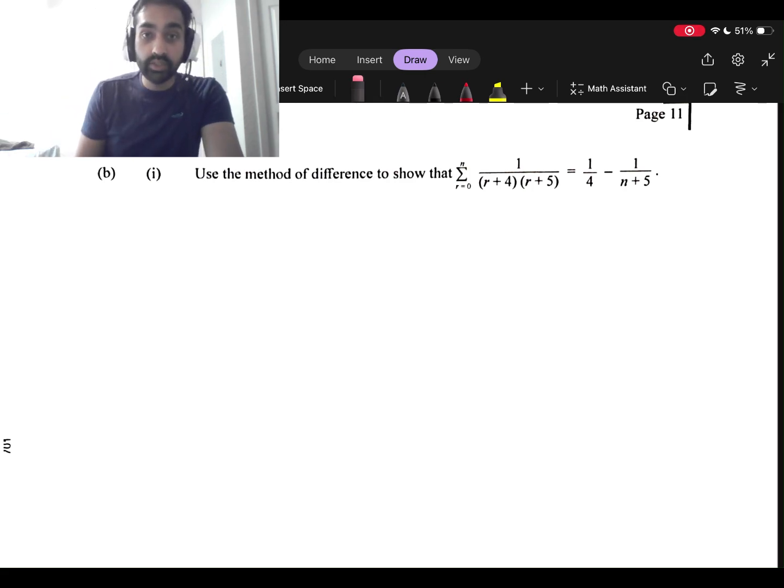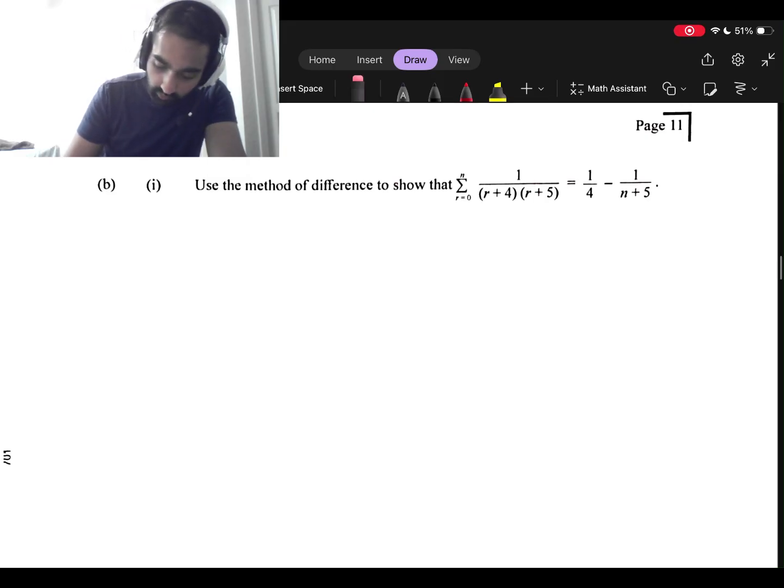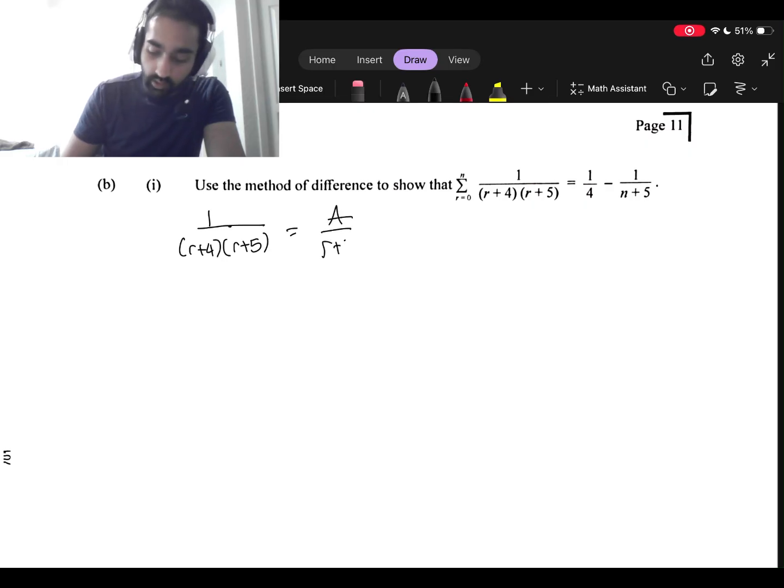The first thing you need to do is partial fractions on this 1 over r plus 4 times r plus 5, right? So let's start with that: 1 over r plus 4 times r plus 5. Well, they already factored it, so it should be equal to a over r plus 4 plus b over r plus 5.